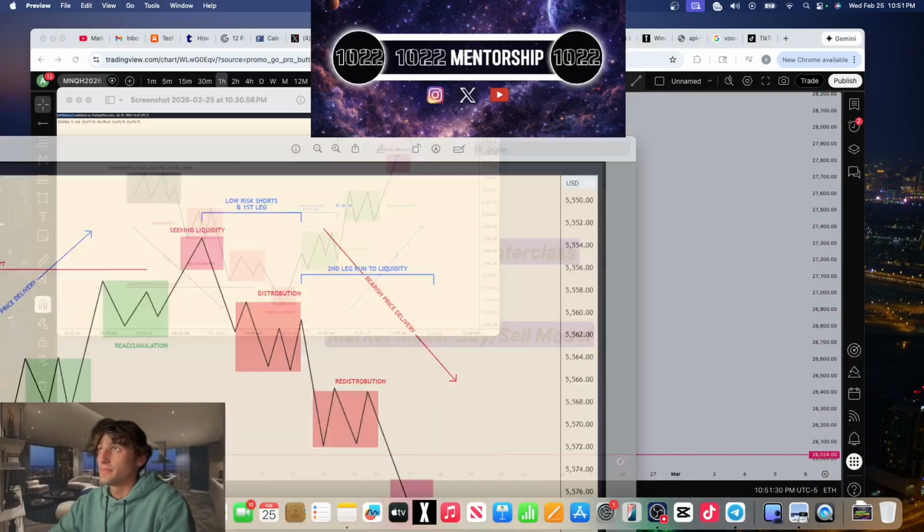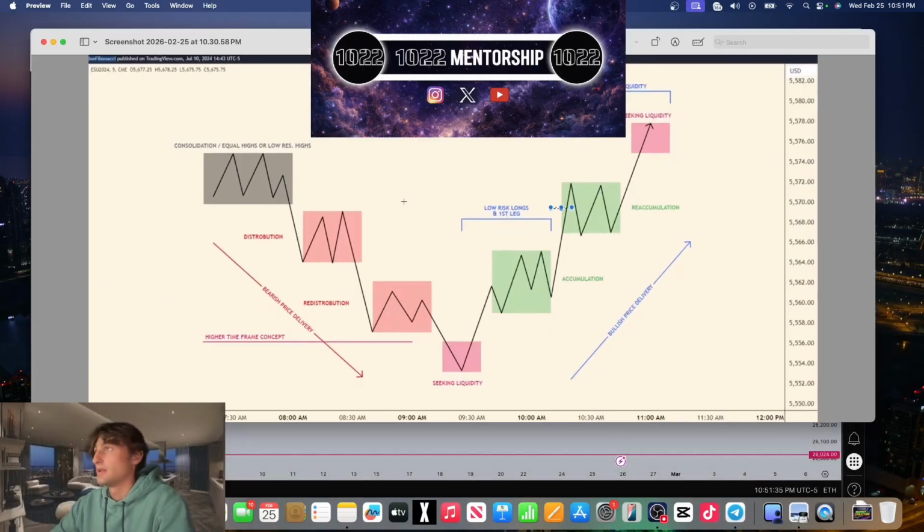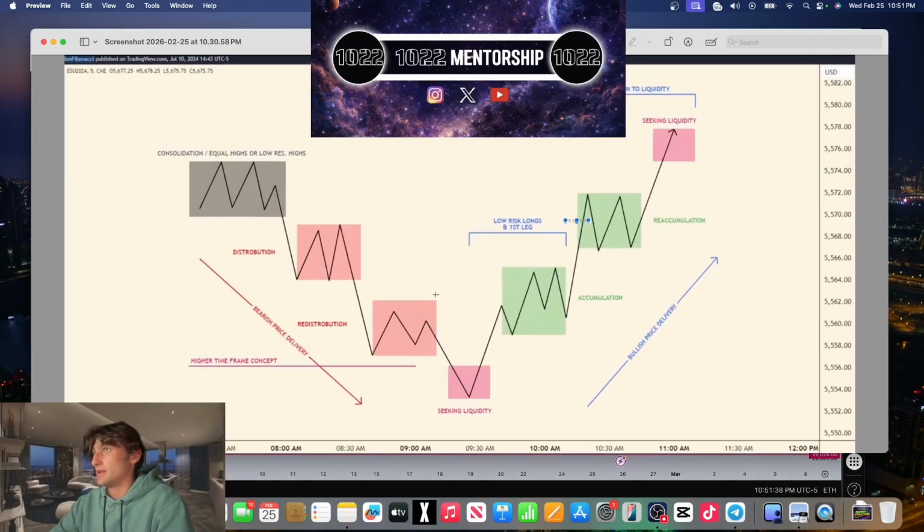Sell model is basically the same thing, but inverse, so we'll keep this quick. We have your consolidation, equal highs or low resistance highs here, and then your distribution. You keep making your lower lows. Your redistribution, basically your bearish price delivery, your sell side. And then another higher time frame concept, maybe we have a high resistance low, a low resistance low, or an imbalance. Same thing I talked about, just inverse. And we'll have our manipulation after that, indicating our low has been set.